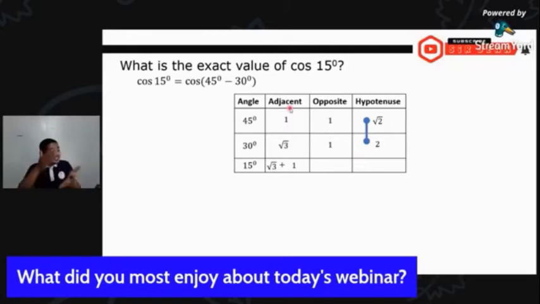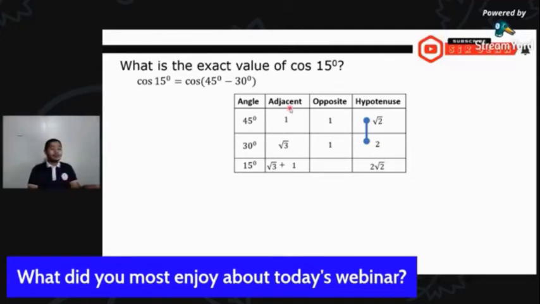I'm sorry for that one, I just got carried away. Since we are simply identifying the value of cosine 15, we don't need to identify the opposite side of a 15-degree angle. Why? Since cosine is equivalent to adjacent over hypotenuse, we don't use the opposite side. So to save time, we will just identify the hypotenuse of a 15-degree angle. Multiplying those two, that would be 2 square root of 2.